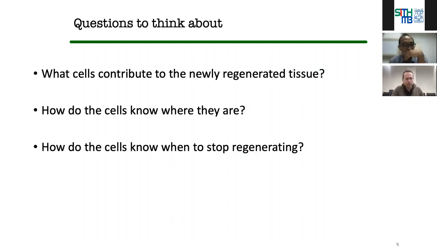And then furthermore, how do cells know when to stop regenerating? Of course, again, let's talk about a limb regeneration example. If you want to regenerate one arm or one limb, you want to match it to the size of the other limb. So at some point, regeneration needs to stop, proliferation of these cells needs to stop. How do these cells know how to do this, and how do they read out the size of the original tissue or the tissue that's on the contralateral side of the body?